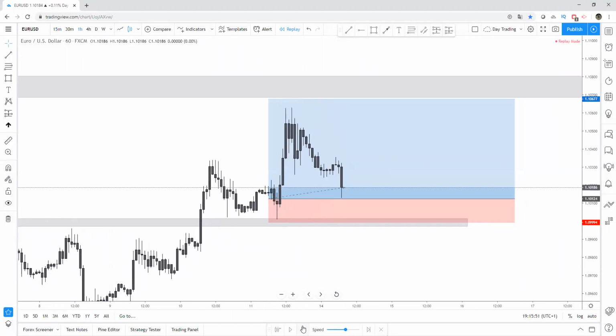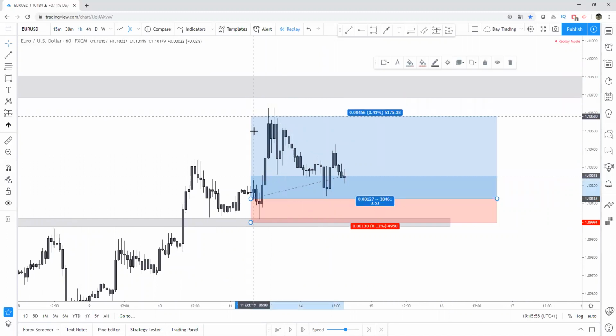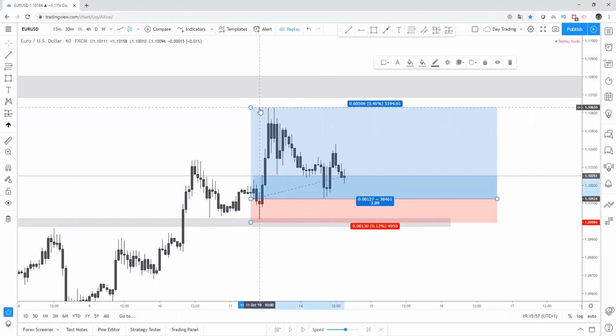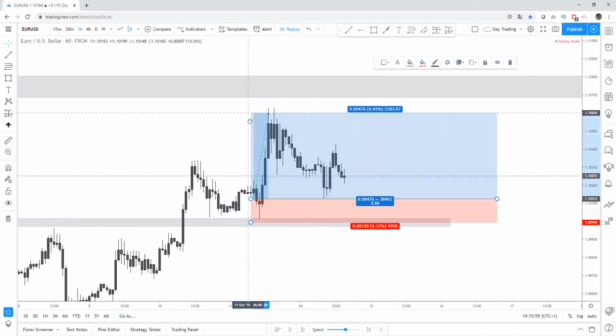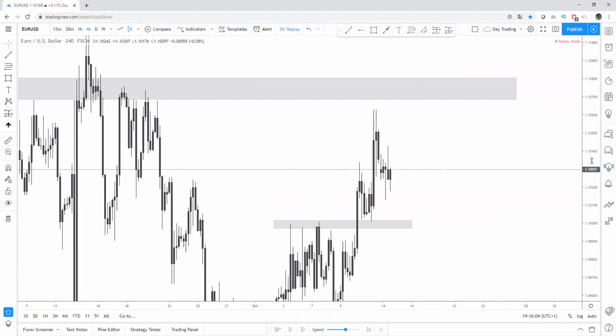This would have been a TP, because that is 4. I wouldn't advise to go for such big take profits. You had 3.89. Why wouldn't you take this? All right, so let's continue the process.